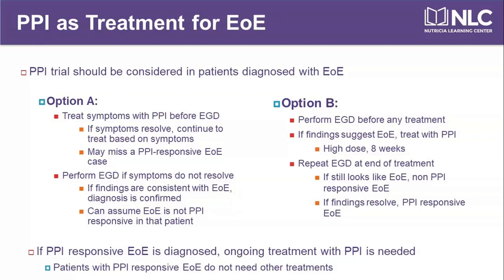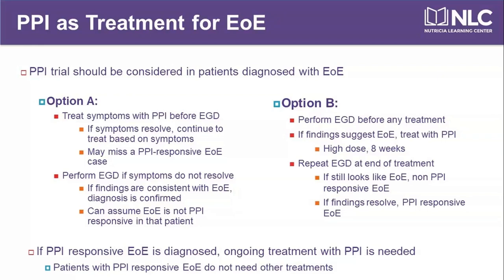If the symptoms don't get better when I put a patient like that on a PPI, that's when I am scheduling an endoscopy. They have what looks like EoE at that point, we know it's not a PPI responsive form of EoE, and then we move on to different treatments.